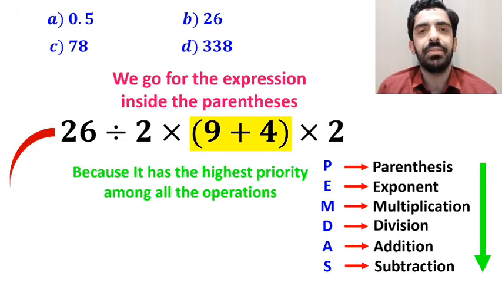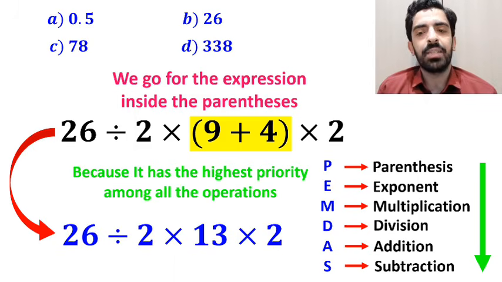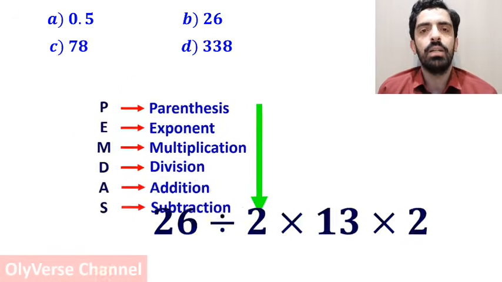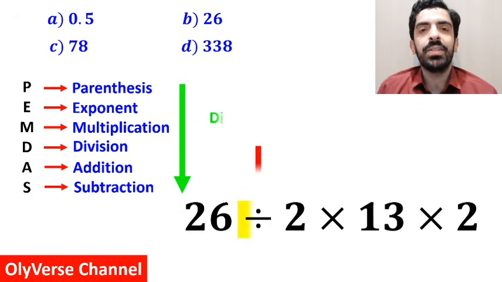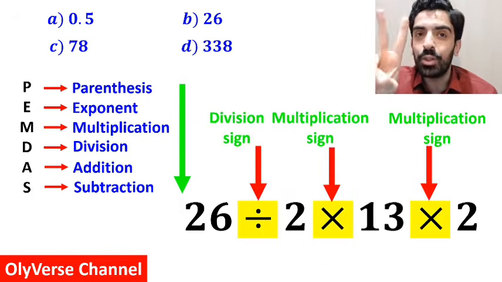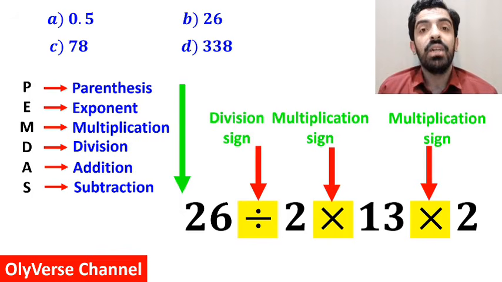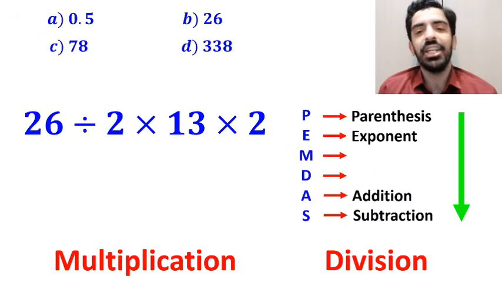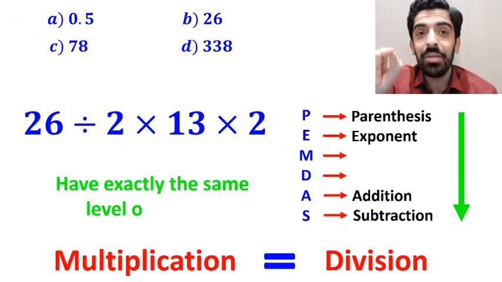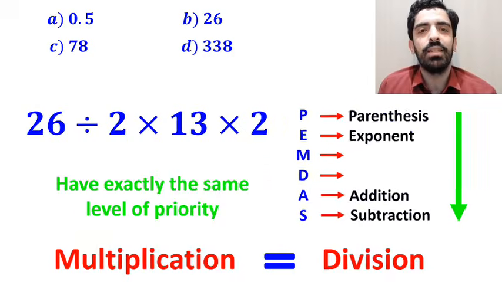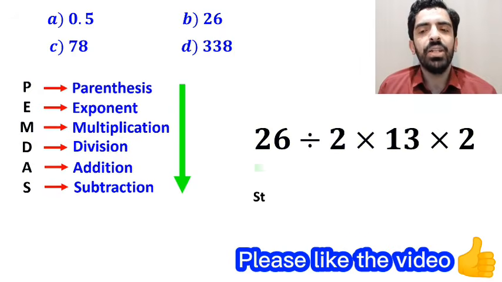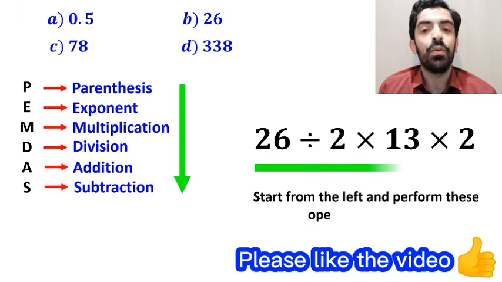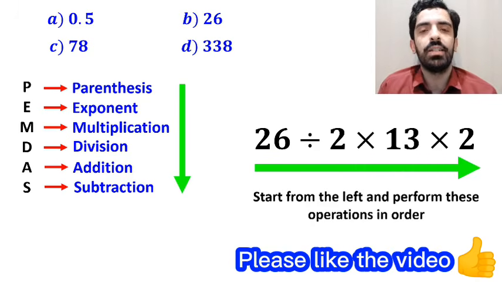all the operations. So, instead of this expression, we can write 26 divided by 2 multiplied by 13 and again multiplied by 2. Alright, as you can see on the screen, in this expression, we have one division sign followed by two multiplication signs. We must pay close attention that multiplication and division have exactly the same level of priority in the PEMDAS rule. In this situation, the best thing to do is to start from the left and perform these two operations in order.